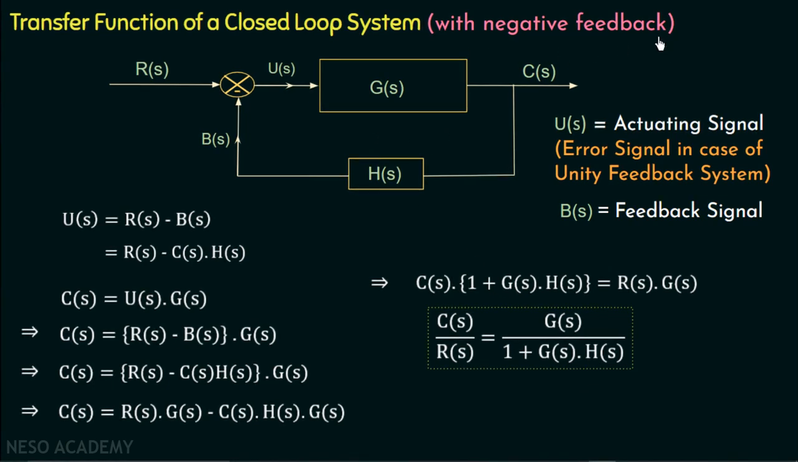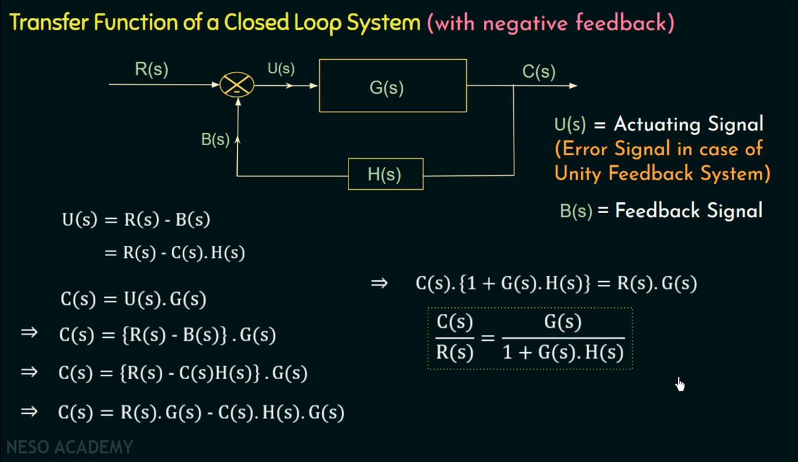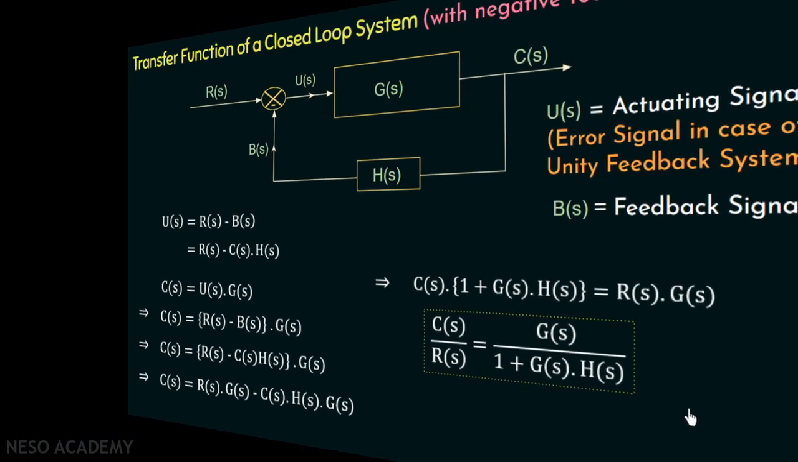If we consider positive feedback, then in that case the transfer function will be C(s) over R(s) equal to G(s) divided by 1 minus G(s) multiplied with H(s). So in place of plus, there will be minus in case of positive feedback. Take this as homework. Derive the transfer function of a closed loop system with positive feedback.